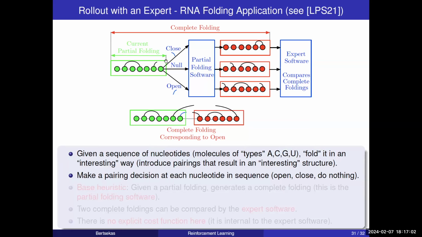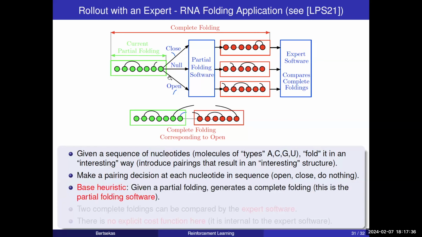So at a state xk, given a partial folding, we're going to make one of three decisions. We're going to either close an open pair, do nothing, or open a new pair. So earlier in the sequence, at this molecule, we decided to do nothing. Here, we decided to open a new pairing. Here, we did nothing. Here, we closed an existing pairing. Here, we did nothing. And here, we opened a new pairing. And now, here, we're trying to decide what the next thing to do is.